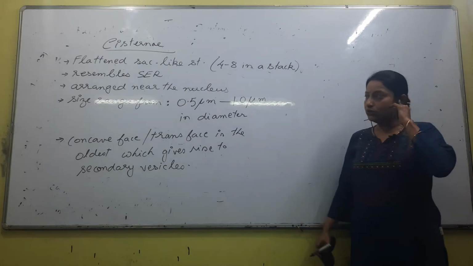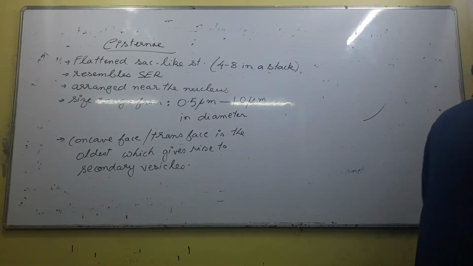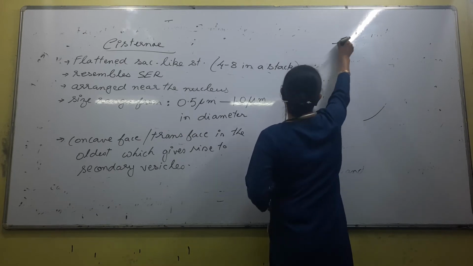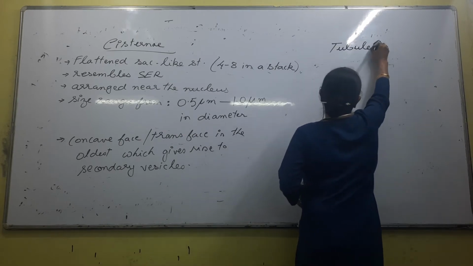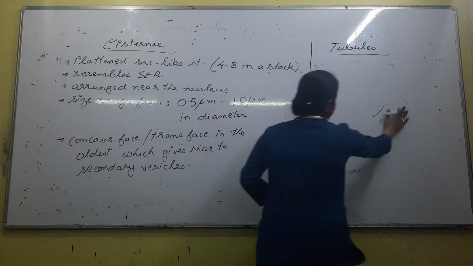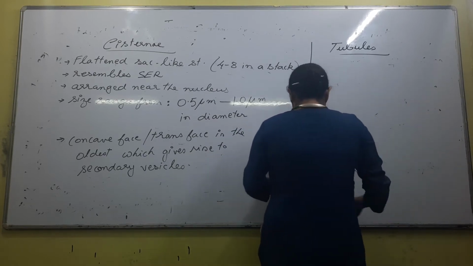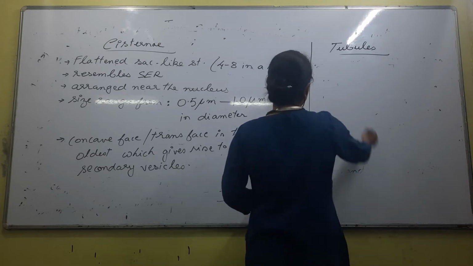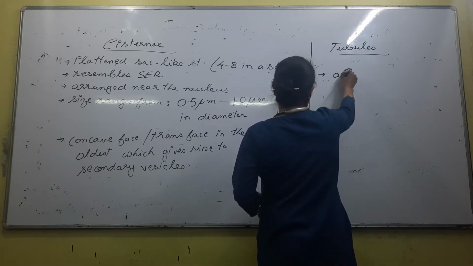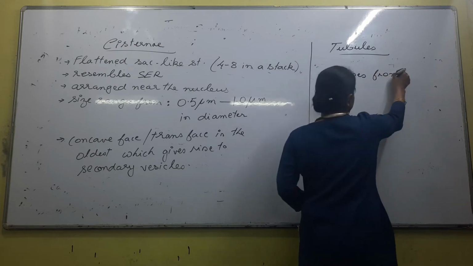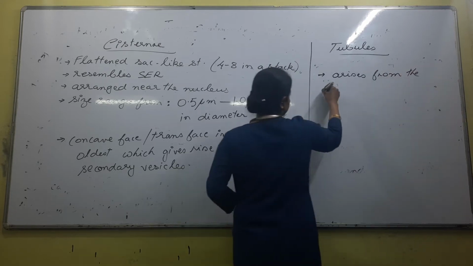0.5 micrometre to 1.0 micrometre. Nothing to write, arises from the periphery of cisternae.